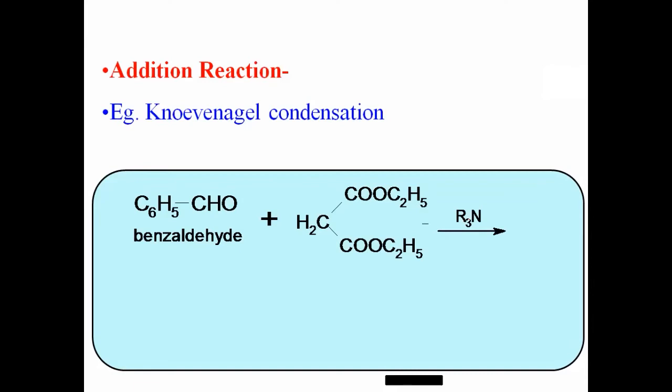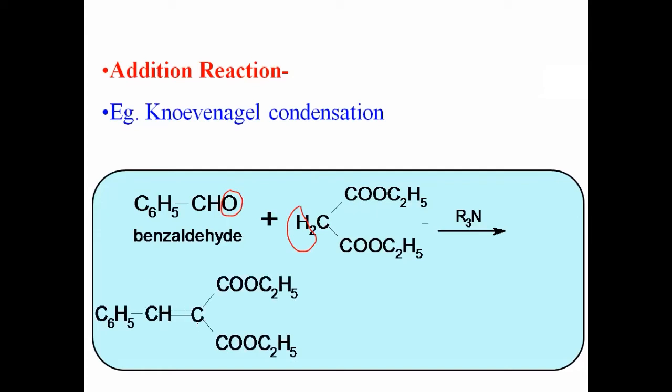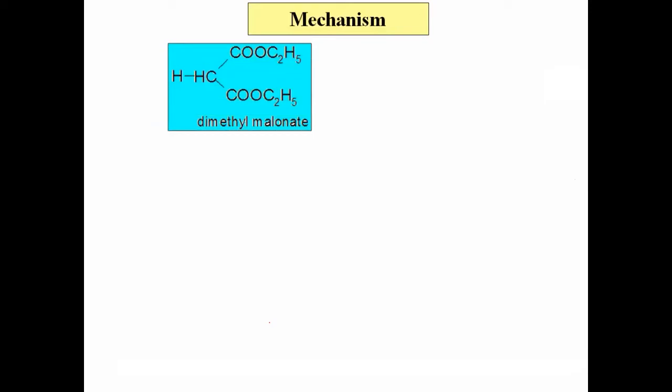The two molecules undergo condensation. We can simply say that oxygen and two hydrogens form H2O, then a double bond appears in between those two carbons, and there is the formation of such a double bonded compound, and this is nothing but the alpha beta unsaturated intermediate. This is the Knoevenagel condensation. Now let us see the mechanism of this reaction.